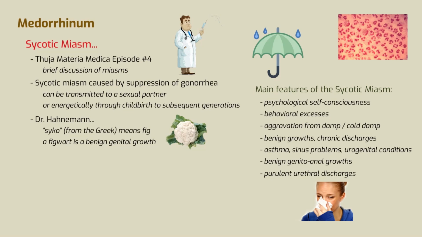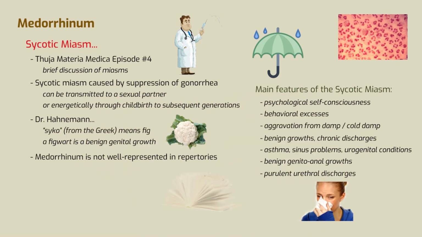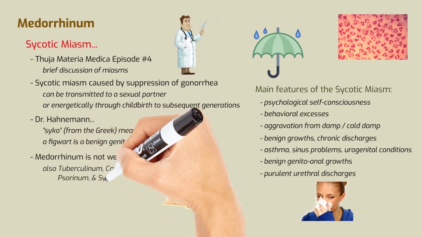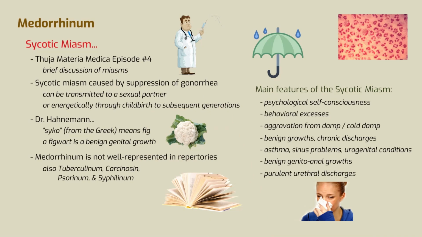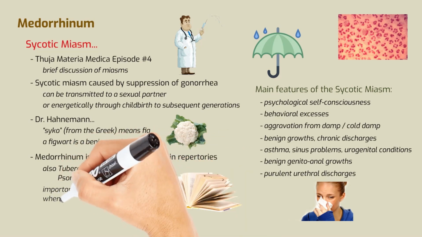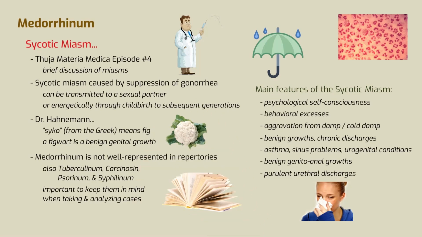Now, it's important to realize that Medorrhinum is not well represented in most repertories. The same is true of the other big nosodes, tuberculinum, carcinosin, psorinum, and syphilinum. Since they're not likely to appear near the top of a repertorization, it's important to know their features well and to keep them in mind when taking and analyzing cases. With this in mind, let's talk about Medorrhinum.